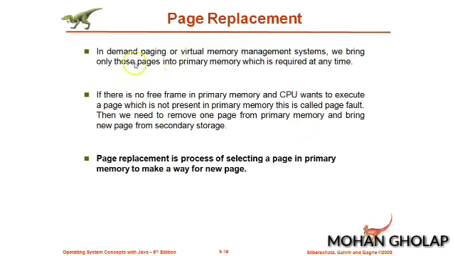In demand paging or in virtual memory management systems, we bring only those pages into the primary memory which are required at any time. So if there is no free frame in primary memory and the CPU wants to execute a page which is not present in primary memory, this is called a page fault. Then we need to remove one page from the primary memory and bring the new page from the secondary memory. This is the discussion we had till now. So page replacement is the process of selecting a page in primary memory to make a free space for the new page in the primary memory.